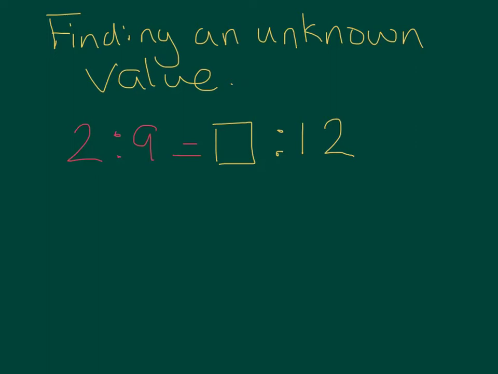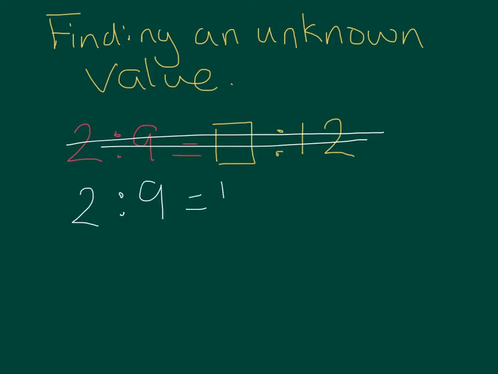So I'm actually going to delete this one and give you another one. So let's just cross this out. We're not going to do this one. Let me give you another one. So let's say I have 2 and 9 equals an unknown number to the ratio of 54.